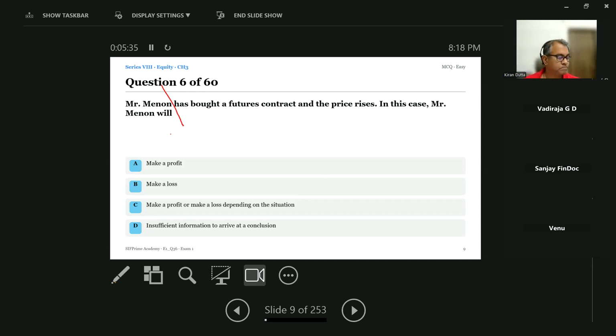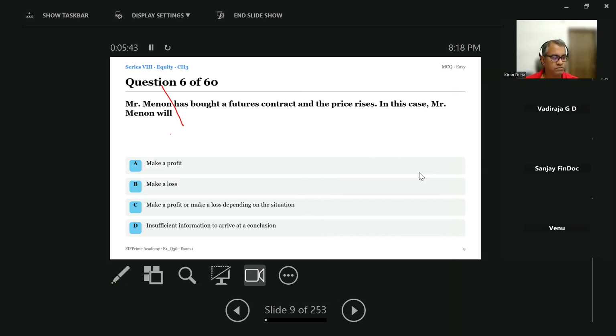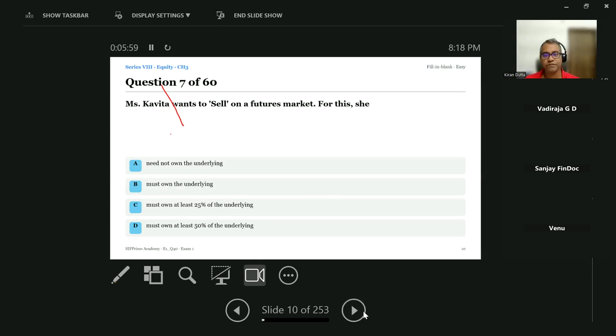What happens? He will make a profit. Very simple. B, how come B? No, sir, there should not be B. He's bought a futures contract and the price rises, right? So it's a long contract, he will make a profit there. Perfect. Okay. Next one. Kavita wants to sell on a futures market.